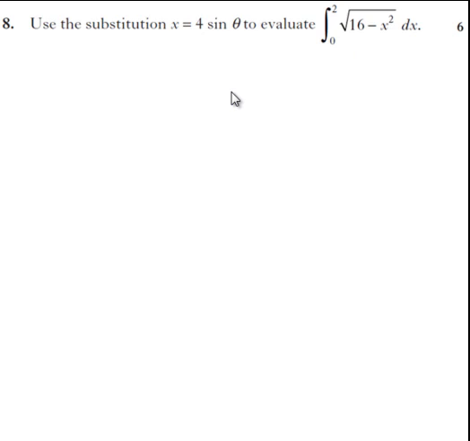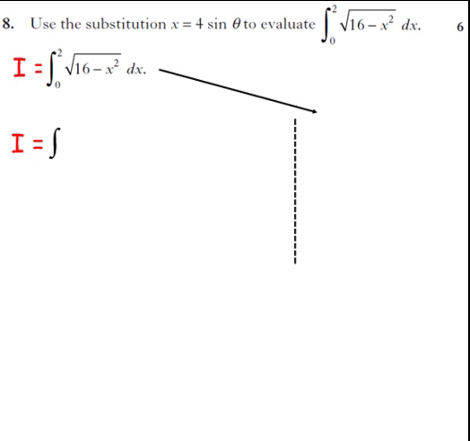We have to use the substitution x equals 4 sine theta to evaluate this integral. So if we call it I, it is equal to the integral from 0 to 2 of the square root of 16 minus x squared dx. So x is equal to 4 sine theta. Differentiating, dx by d theta, but we'll write this as dx equals 4 cos theta d theta.